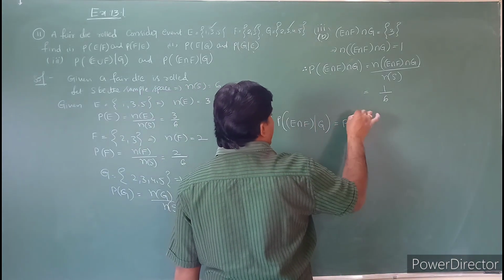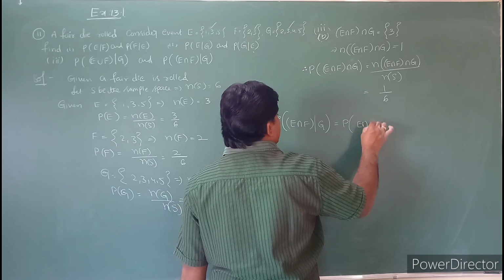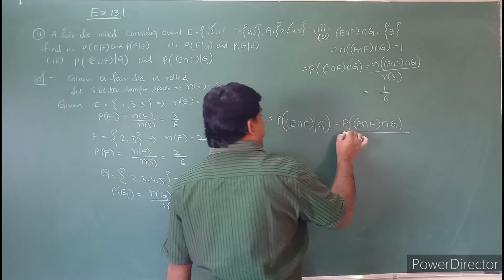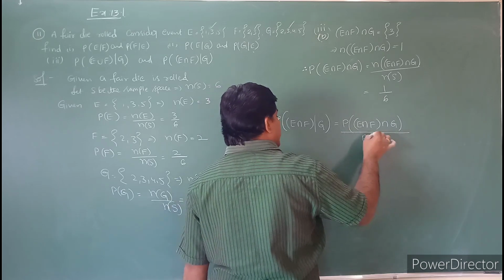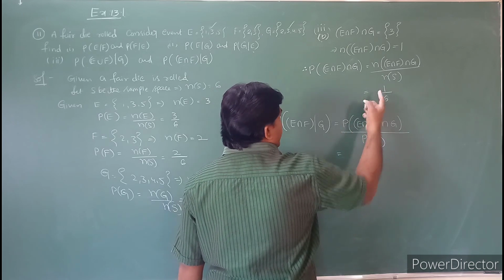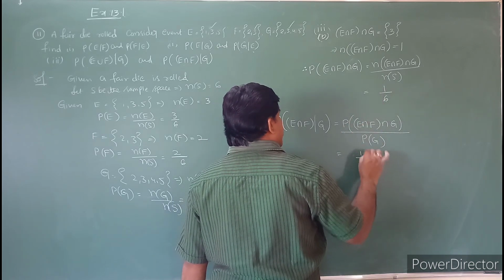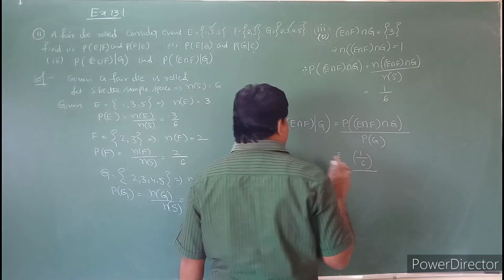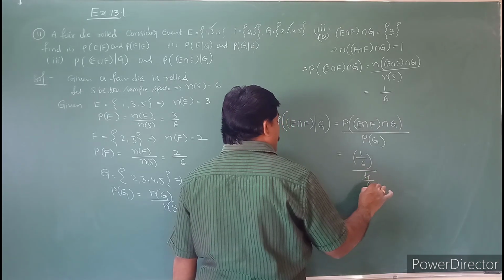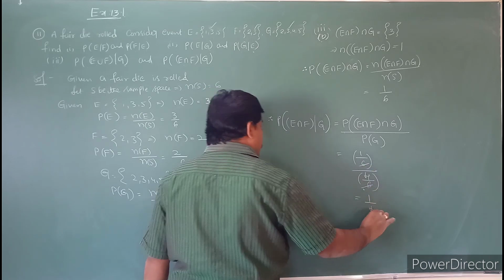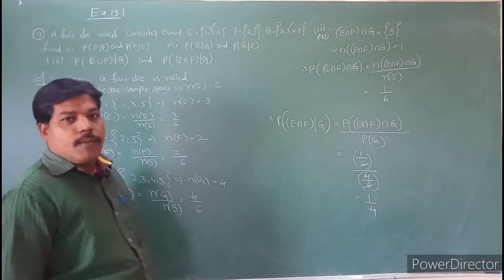How can you write this? This is the probability of E intersection F intersection G by the probability of G. What is this value, students? You have already calculated that value, it is 1 by 6. Next, what is the probability of G? The probability of G is 4 by 6. Cancel that, students, and you will get 1 by 4.